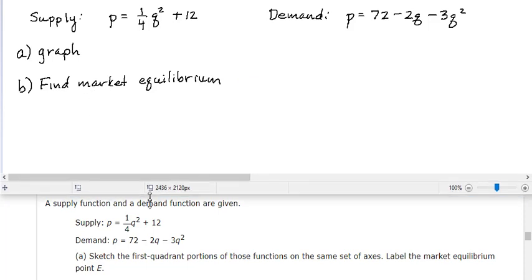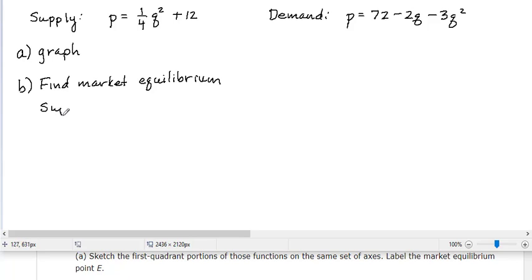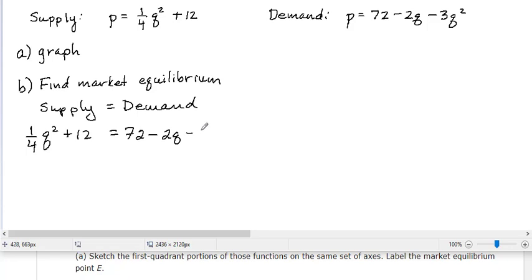We're going to do part B first. To find the market equilibrium, equilibrium happens when supply is equal to demand. Insert my supply function, which is 1/4 q squared plus 12, has to equal my demand function, which is 72 minus 2q minus 3q squared. Not surprisingly, I'm looking at quadratics. So to solve this, I need one side set equal to 0. I will add 3q squared, I'll add 2q, and I'll subtract 72. Then I have 3 and 1/4 q squared.